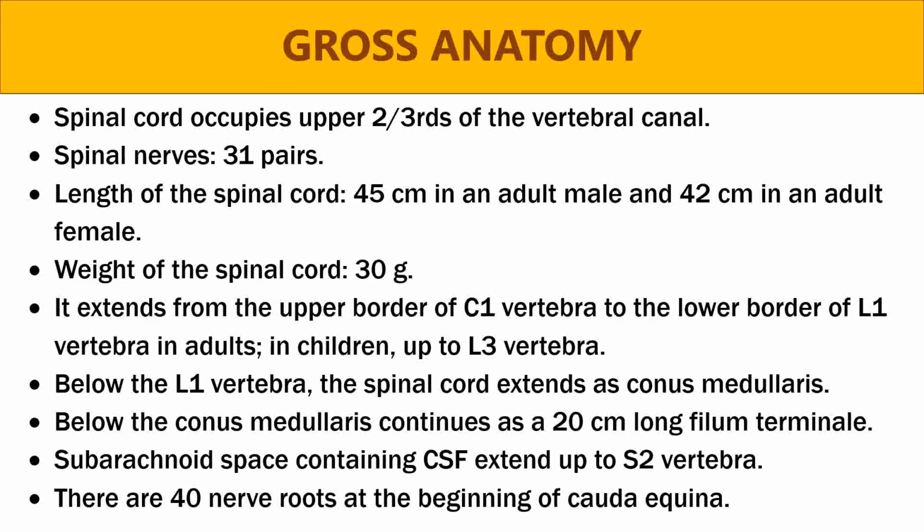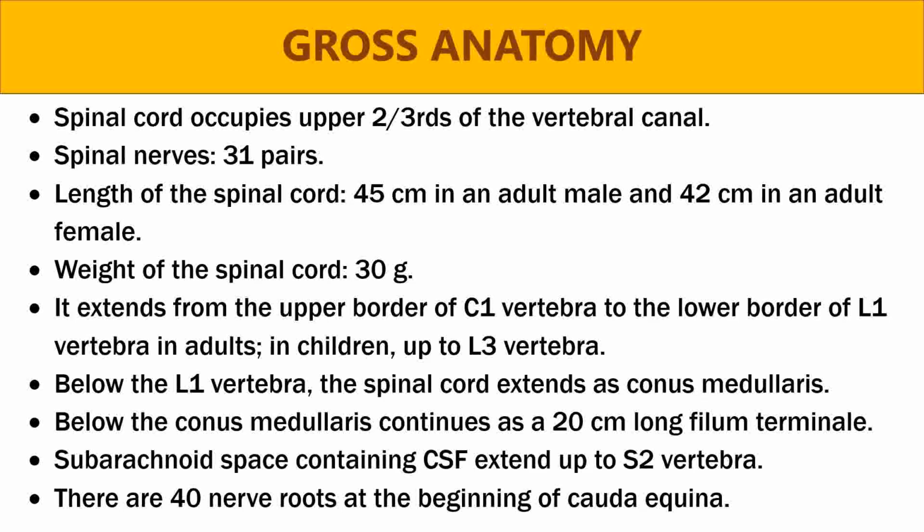It extends from the foramen magnum, that is from the upper border of the atlas vertebra, to the lower border of the first lumbar vertebra in adults, whereas in children it extends up to the L3 vertebra. The end point of the spinal cord is called the conus medullaris. Below this level, it continues as the cauda equina. It is important to remember that spinal segments always lie lower than the vertebral segments.